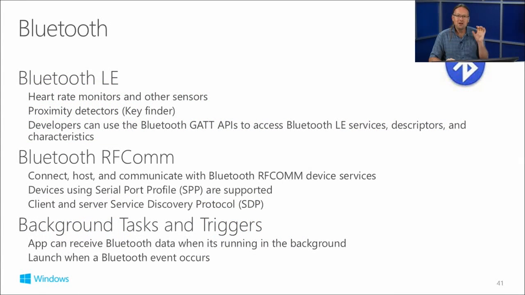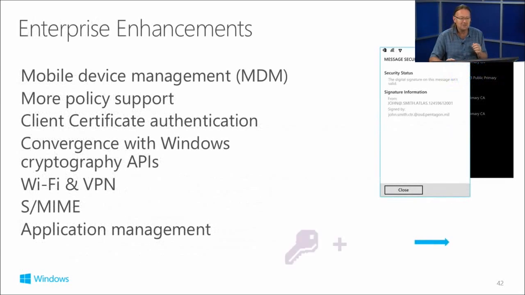Bluetooth LE, great for kind of key finders and sensors and heart rate monitors and all that kind of stuff. Great support for that. Bluetooth RFCOMM as well for more sort of serial port emulation Bluetooth devices. And these come all with background tasks and triggers as well. So you can actually run some code when you've forgotten your keys. So you can raise an alert and that kind of stuff.